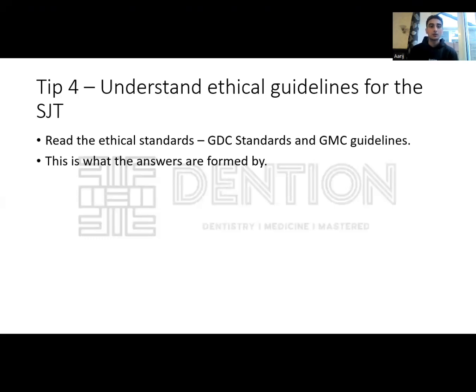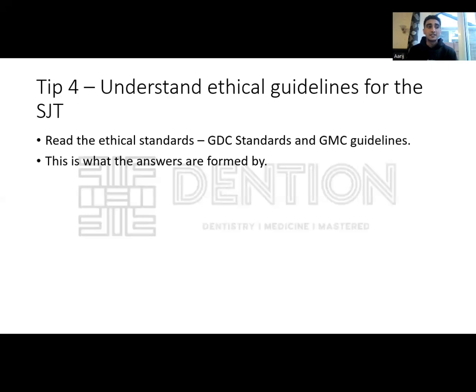So you can just type it in Google, type in GDC standards or GMC guidelines. It is quite a long document, but I think you just give it a good skim read, take in the key points, and hopefully this will help you inform your answers when you're coming on to the SJT. And yeah, these are what the answers are formed by.